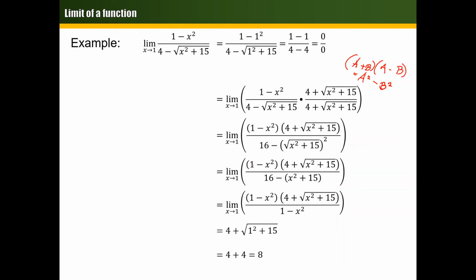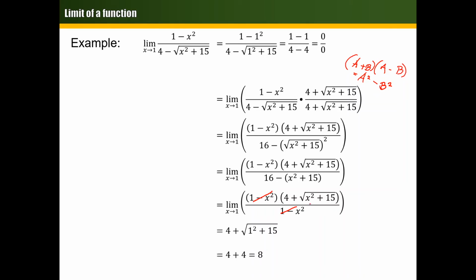Let's try to simplify. Kinopya lang natin yung numerator. And yung denominator nung sinimplify natin, 16 minus 15, that's 1, and may iwan minus x squared kasi dinistribute na natin yung minus doon sa denominator. So we get here 1 minus x squared. May makakancel na ba? Oh, it seems meron na tayong makakancel. This 1 minus x squared and this one. So we want to evaluate it when x is equal to 1.